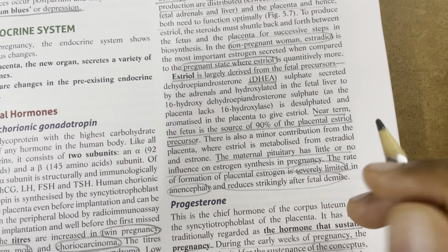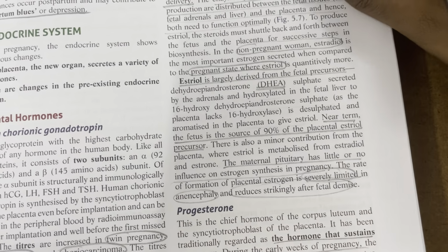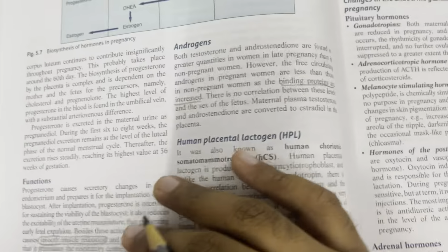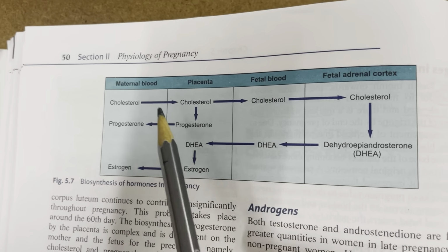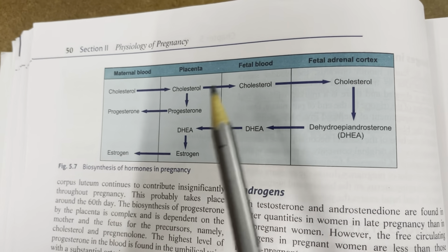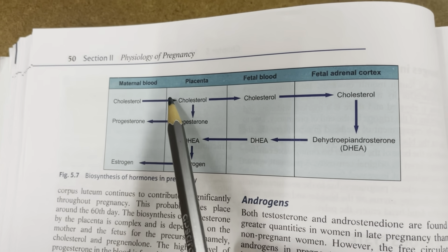So that is why when there is anencephaly and all that, the formation of placental estrogen is severely diminished, especially in anencephaly and fetal death. So basically this is how the estrogen synthesis takes place. Not only estrogen, other hormones.